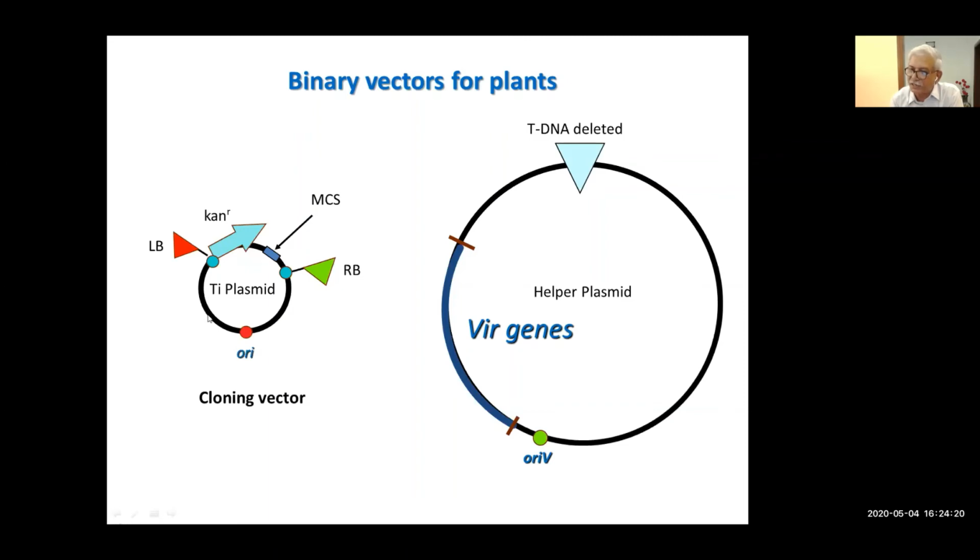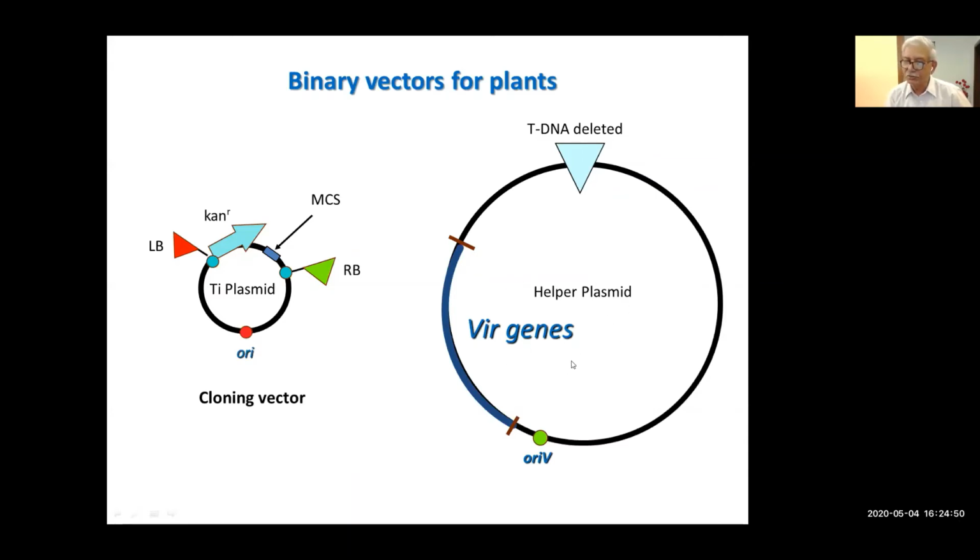the TI plasmid. Okay. Now I told you that the helper plasmid carries the virulence genes. What it means? When we do Agrobacterium transformation with the TI plasmid, it's not a single plasmid that we are transforming. We are transforming two different plasmids. One is the TI plasmid, the other is helper plasmid. TI plasmid does not have virulence genes on it. So those genes are supplied by this helper plasmid.